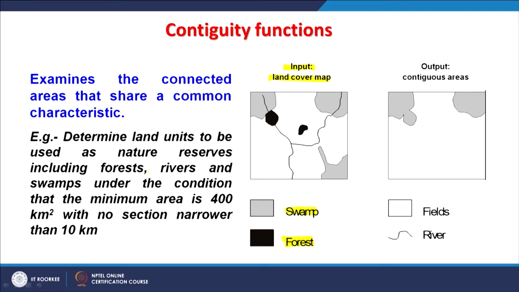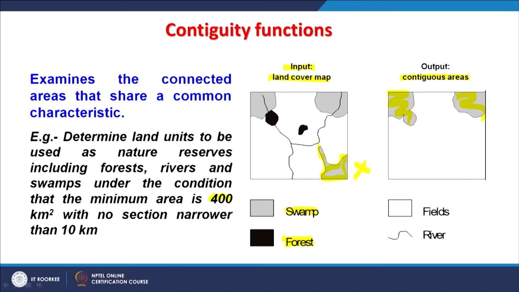There is a swamp, there is a forest, and after this iteration through the contiguity function, this is what we get: these are the areas which satisfy all your conditions, having area larger than or equal to 400 square kilometers. These are not narrow; here this is narrow, so that is why it has not been chosen. This one does not reach 400 square kilometers or more, so this area has not been selected. It should also include forest, rivers and swamps. In that way our output is the contiguous area like this.